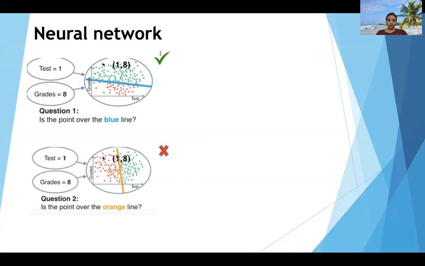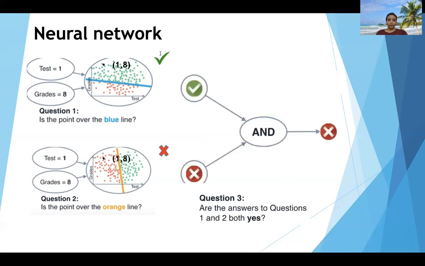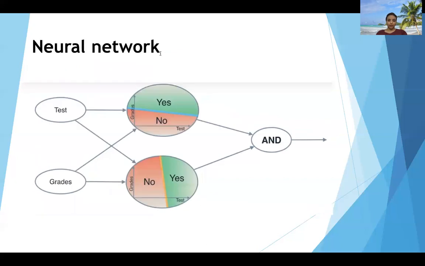So for the third question, we will take the answers of the two previous questions as input and return yes if both are yes, otherwise no. This is known as the AND operator. These three nodes form a neural network, and this is how our neural network looks. This is a simple neural network, and if we add more layers or nodes in the middle, it will become more complex and can work on planes or even in three-dimensional or high-dimensional space.